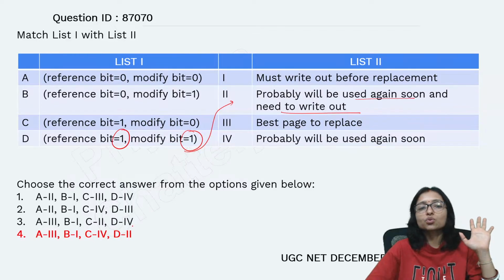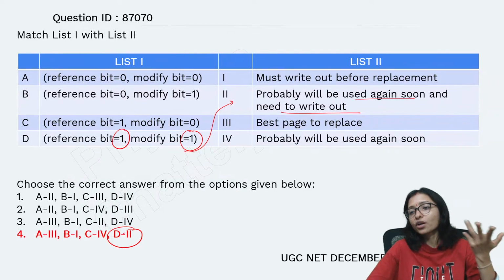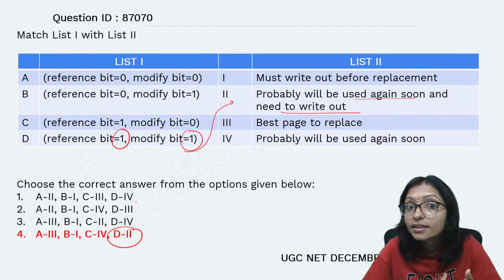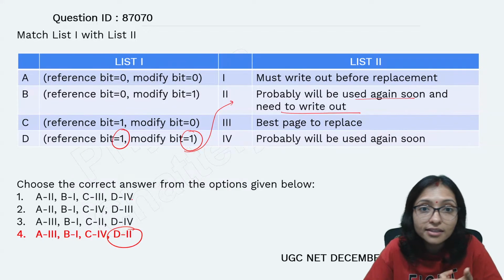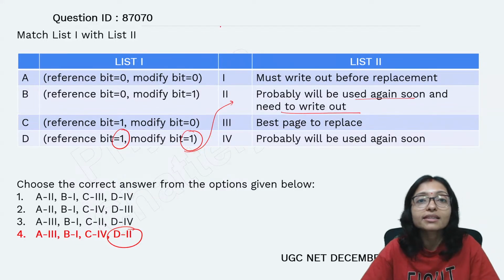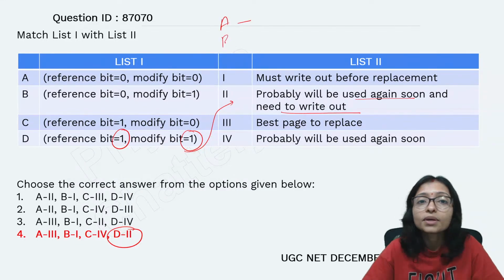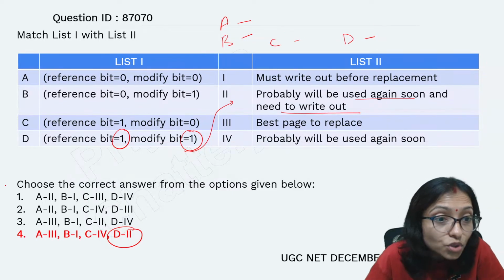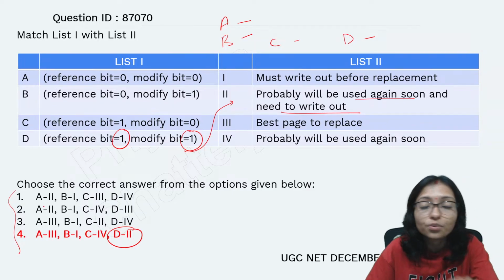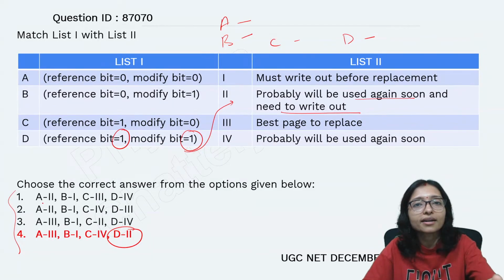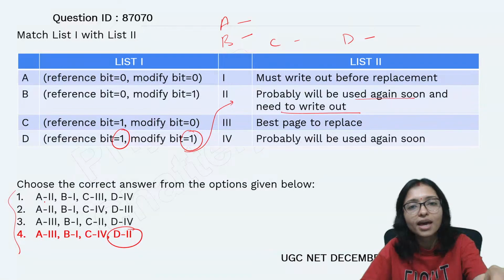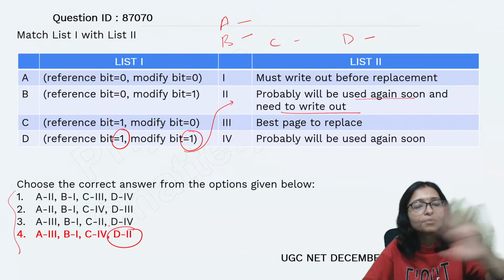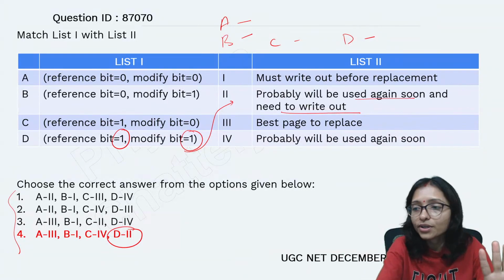So D goes with 2. With this one only, you can get the answer. No need to match everyone. Some people are doing it like A this, B this, C this, D this, and then coming to the options. Don't do that. Always see wherever you have focus, mark it, check the option, and eliminate the other options. Save your time.